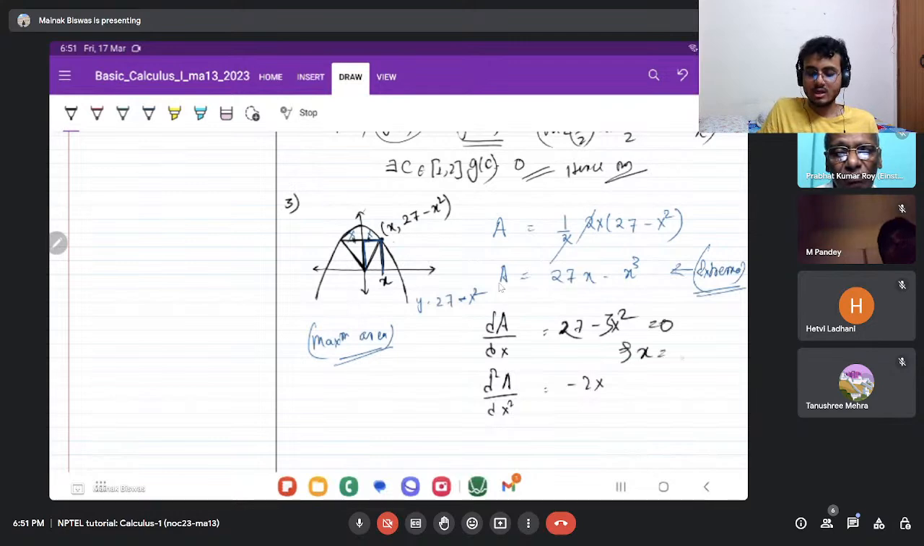So x is equal to plus minus 3, agreed? So d square A by dx square will be minus 6x. Yes, that is true. I just wrote that earlier, did not write minus 3, that's why I forgot to write.